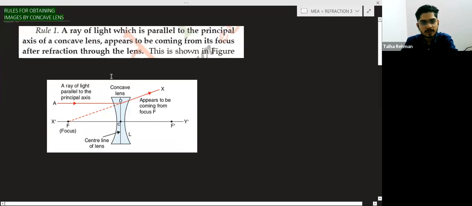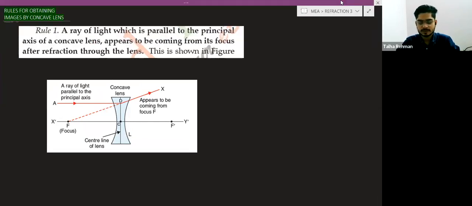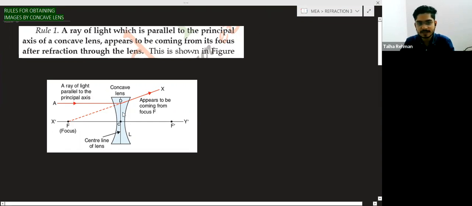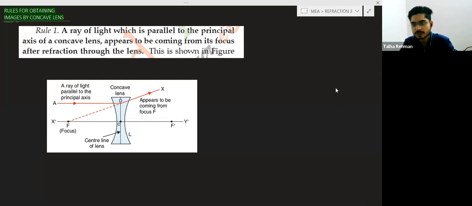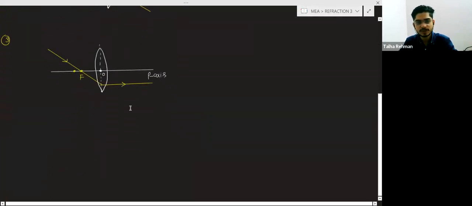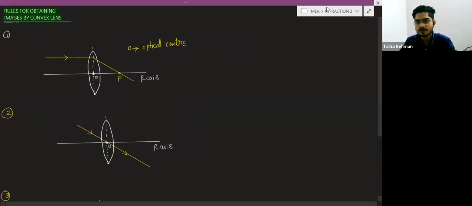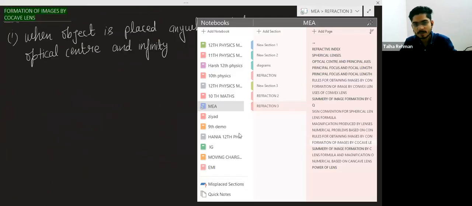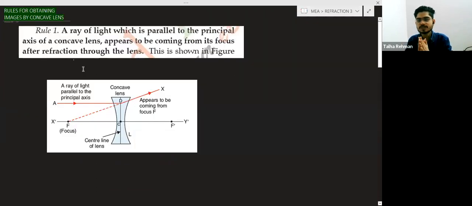See this. Earlier we have discussed that if we have a convex lens, there are certain rules for the refraction of light. Now we have a concave lens. In the case of a convex lens, the rules were different. These are the rules for image formation on a convex lens. Three rules we have discussed for the convex lens. Now, rules for the concave lens. So rules means how the light will behave after passing through the lens.